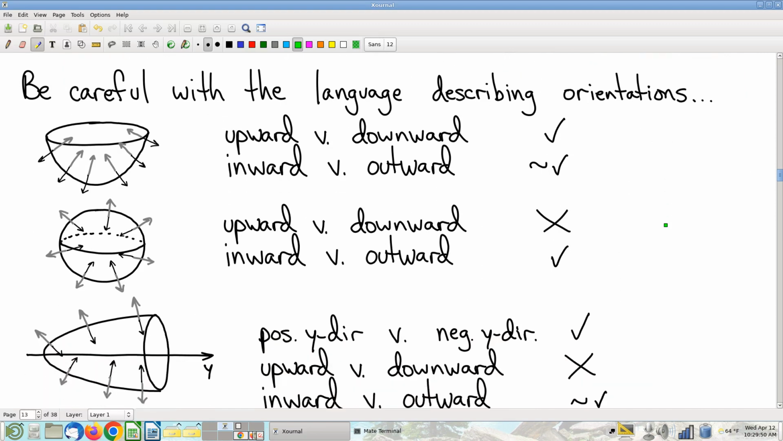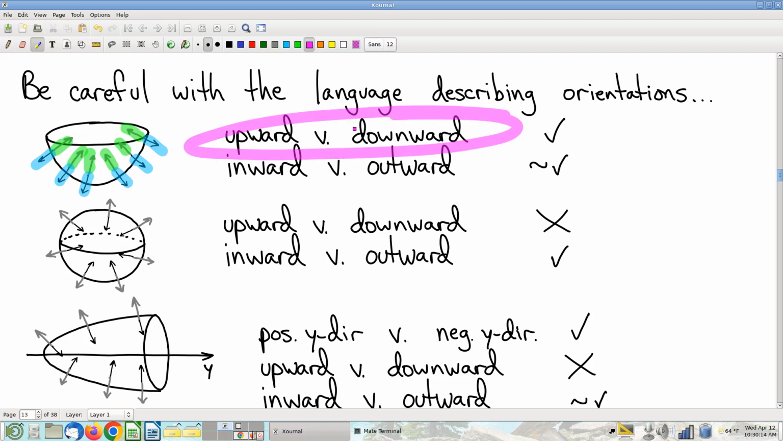Let me talk through an example. Here's morally the example we were just looking at. Here's one orientation, a collection of unit normal vectors. And then here's another candidate orientation, a collection of unit normal vectors pointing the opposite direction. Why would I say upward versus downward to distinguish these? The greens are not uniquely upward. The blues are not uniquely downward, right?